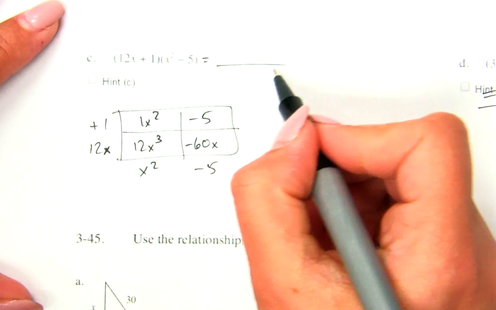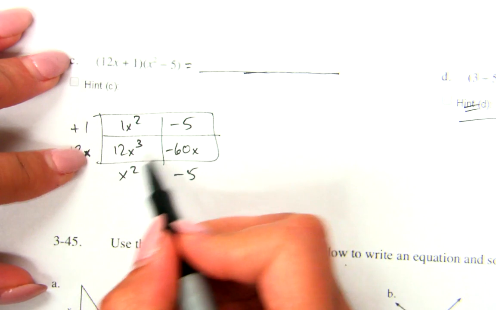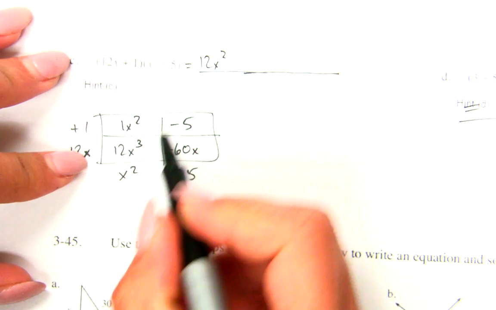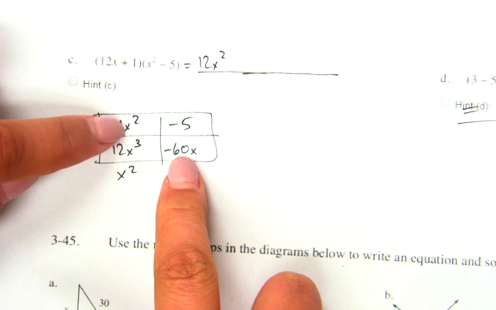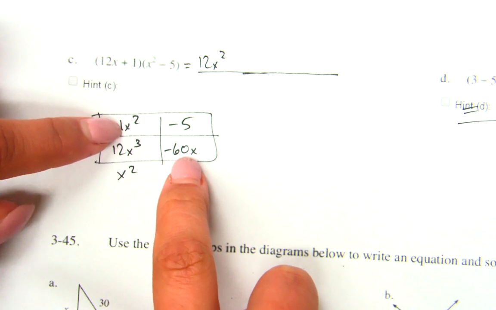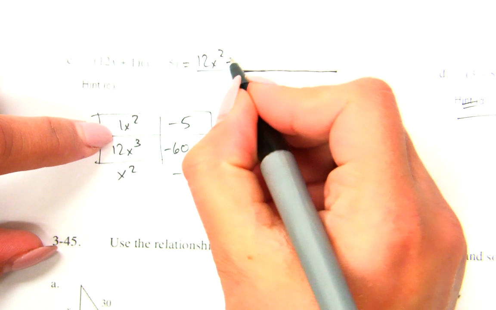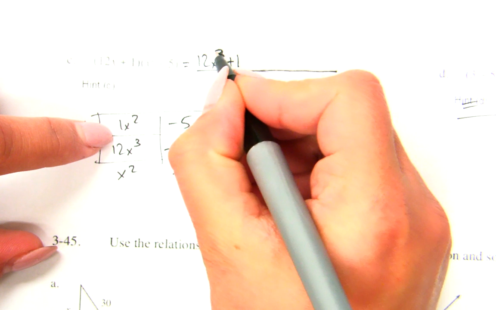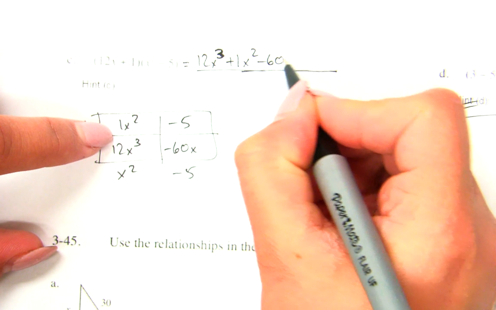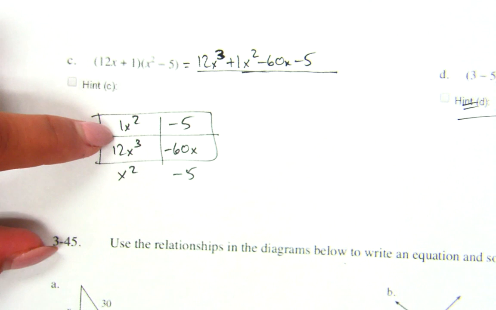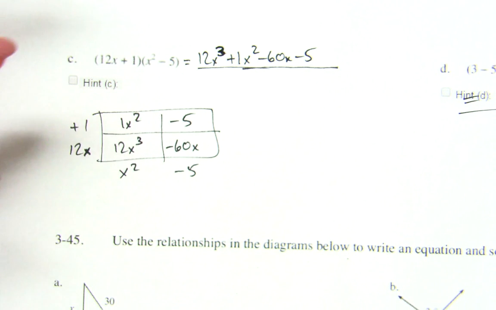All right, so all your sums, so this time you're going to have 12x squared. These two you cannot put together. They're not the same variable. There's 2 in this one. There's 1 here. It's not going to work out. So you have 12x to the third, 1x squared minus 60x minus 5. All right, because that's the one I wanted to go over.